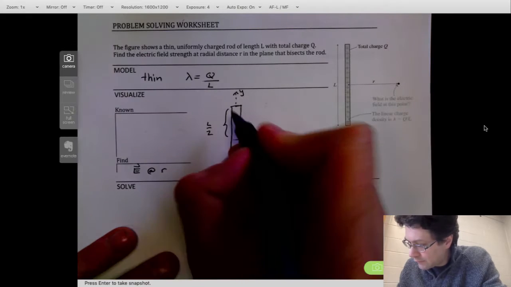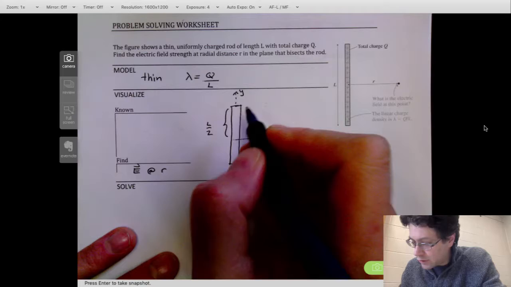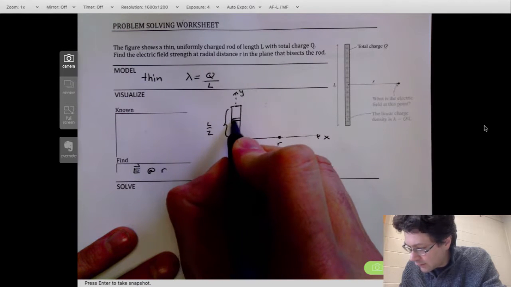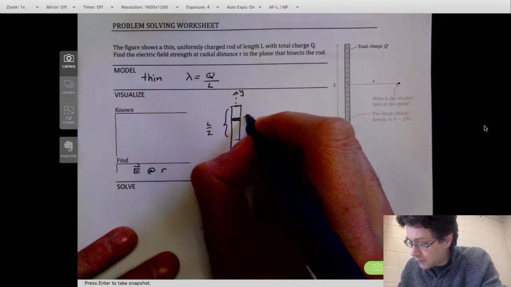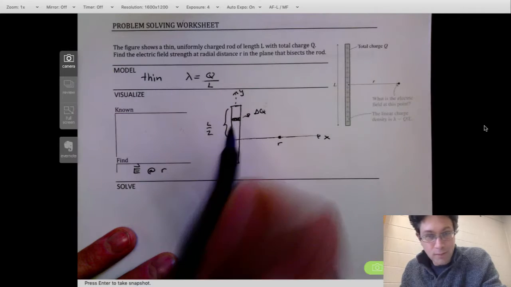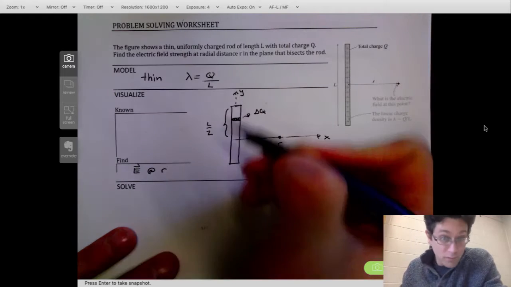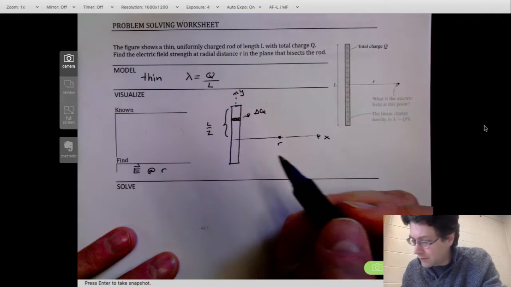So the idea is that the charge is uniformly distributed. So we're just going to take a little piece here of that object. It has some small charge delta Q. And then let's find the electric field from that. Then we're going to do it for all the others, and we just need to sum. And since it's uniformly distributed, the sum will become an integral.